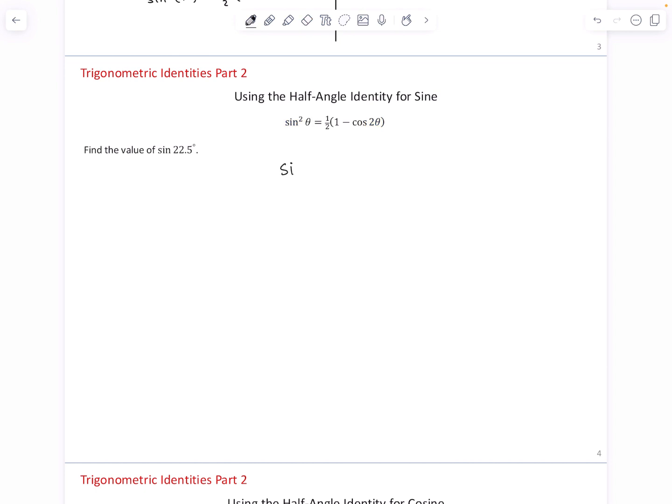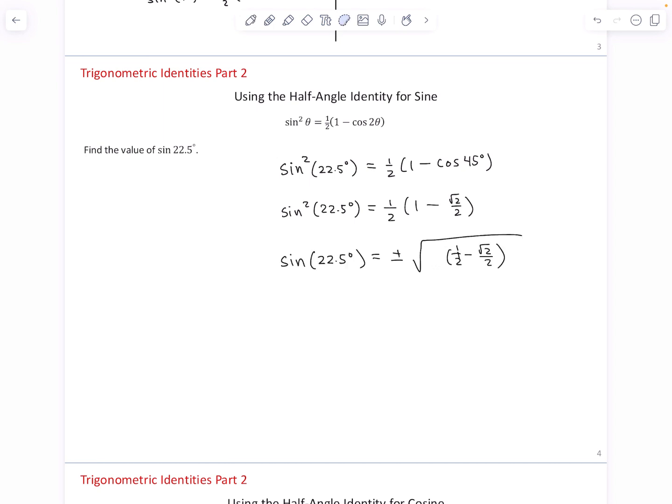So we know that the sine squared of 22.5 degrees can be equal to 1/2 of 1 minus the cosine, and then double this angle to 45 degrees. And now I can use the unit circle to help me with cosine 45 degrees. That will be radical 2 over 2. And now we want to get rid of this square by taking the square root of both sides. When you do so, you'd normally have plus or minus, and you could distribute the 1/2 through these parentheses, which I'll do in the next step.